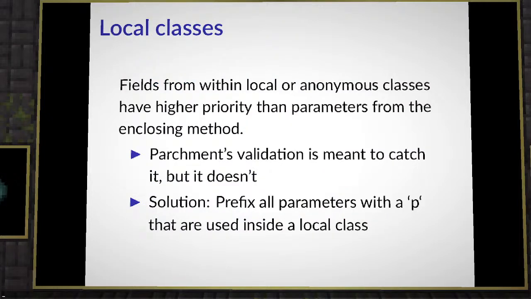Now there is another problem, which is local classes or anonymous classes as well. Because in those classes, they can declare fields or inherit fields from a superclass. And then if you reference a name inside the class, it will try to find a field first before a parameter from the outer method. And this way, a field name can shadow a parameter name, and it's then impossible to reference the parameter at all.